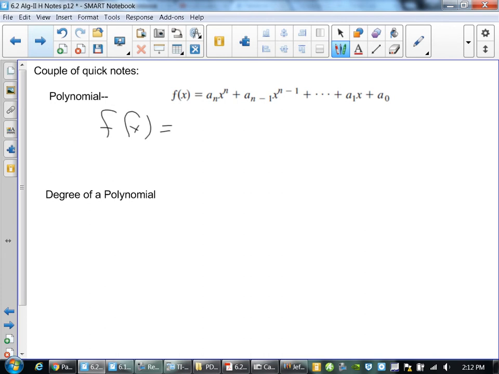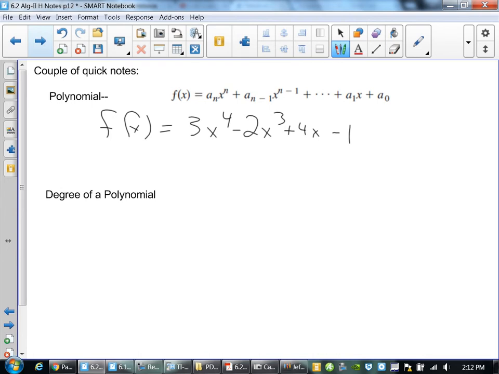So it might be 3x to the 4th minus 2x cubed plus 4x minus 1. Isn't that a polynomial? It's just an example. I'm trying to show you little bits of it here. Is that in a descending order? Yes. Is it missing anything? Yes. What's it missing? x squared. It's missing that next squared term.